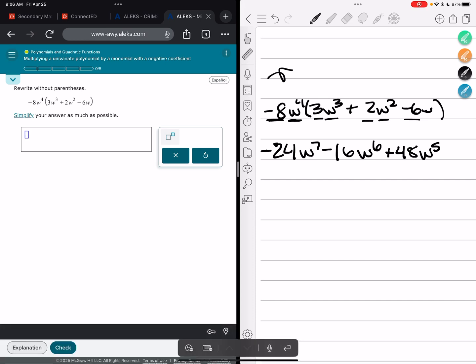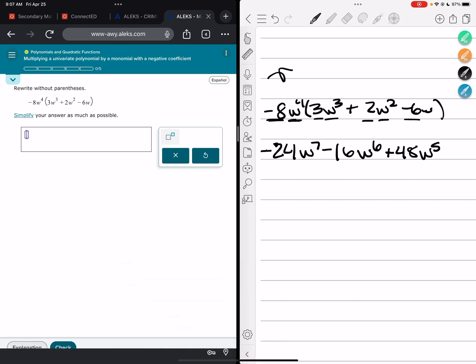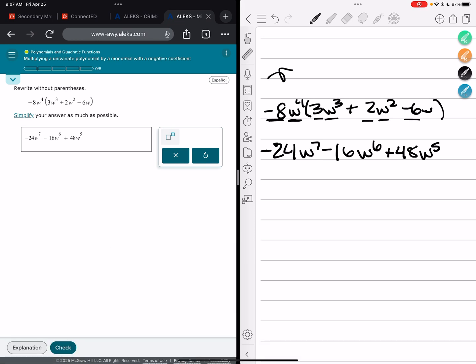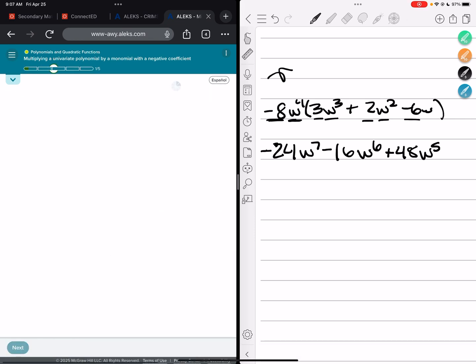So writing this out, we can see that I'm going to have negative 24w to the seventh minus 16w to the sixth plus 48w to the fifth, which we can go ahead and check.